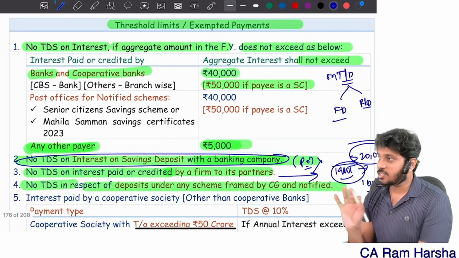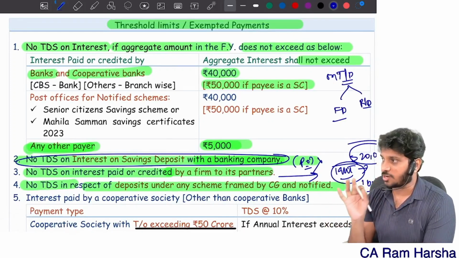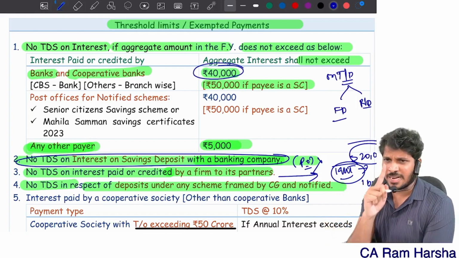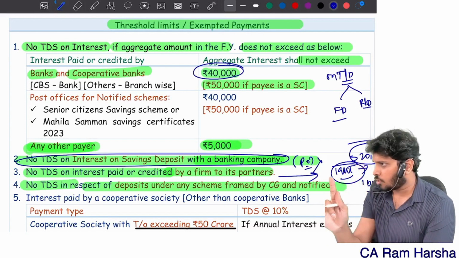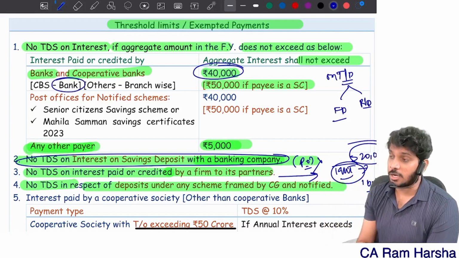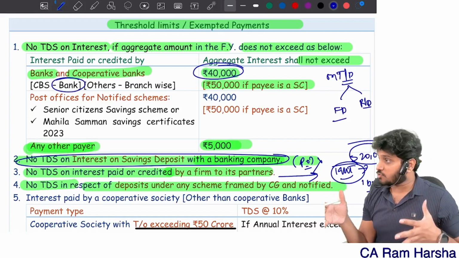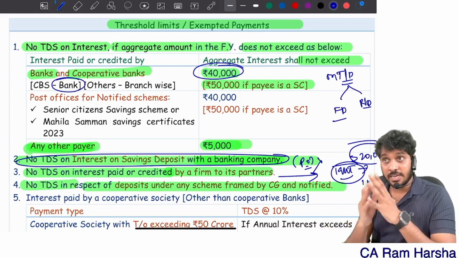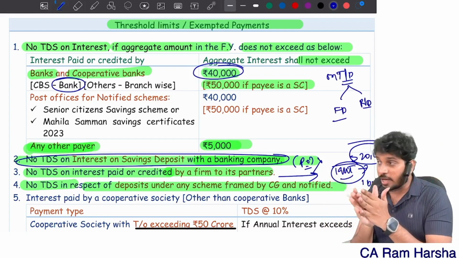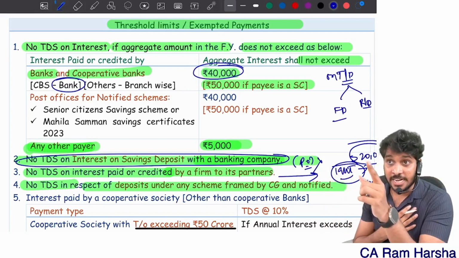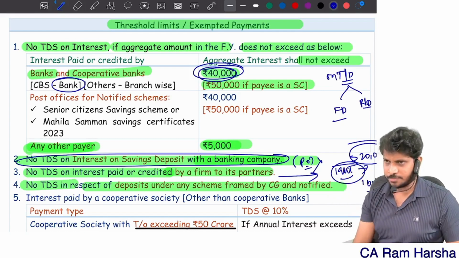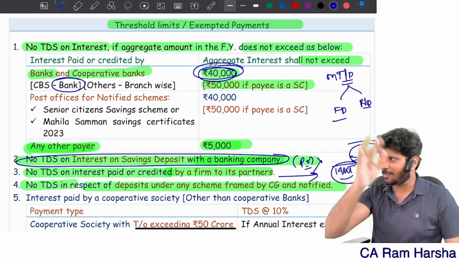Sir, a bank is paying interest on a time deposit or fixed deposit or recurring deposit. 40,000 is the threshold limit. Is it per deposit? Is it per FD? No. Is it per branch of the bank? No. Full bank. State Bank of India has 20,000 branches across India. I may have 1 lakh FD in 10-20 branches. All branches put together, how much interest they are paying me, you should see. Entire State Bank of India paying me how much interest, you see. If it is more than 40,000, TDS at 10% will apply on the entire amount.